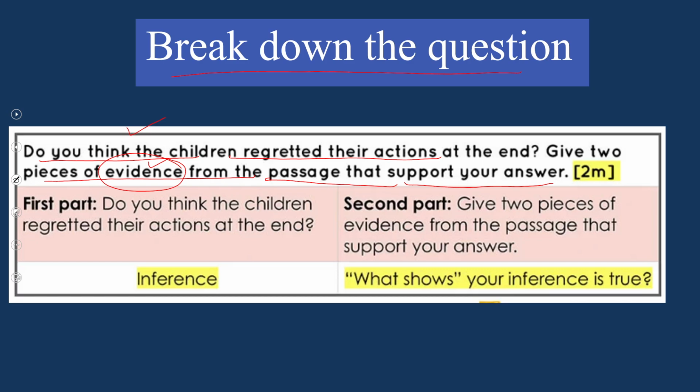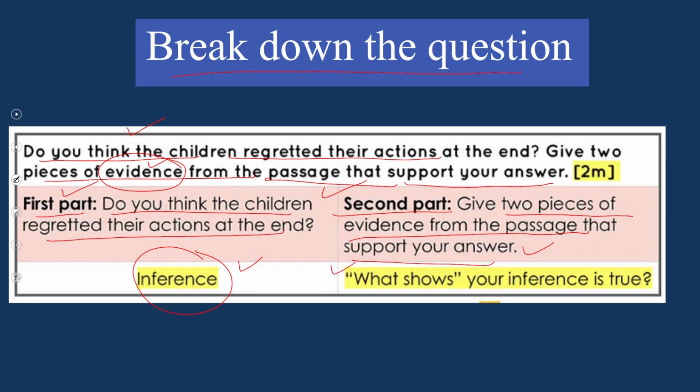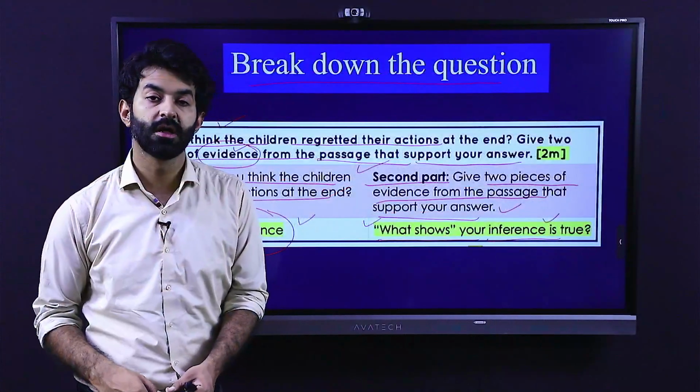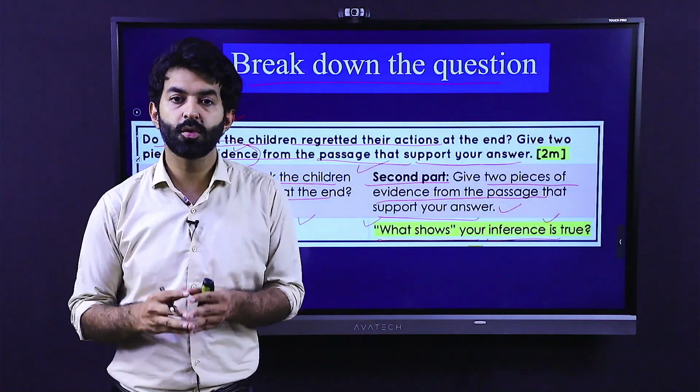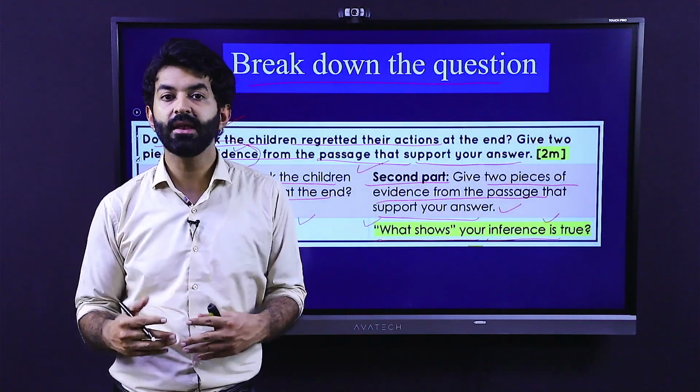Now, this question has two parts. First one asks us, do you think the children regretted their actions? And second part of the question demands us to give two pieces of evidence from the passage that support our answer. Now, here at this part, we are doing inference, and in the second part, we are telling what shows your inference is true. You have to give explanation, follow the RACE method, the strategy that we have studied. Restate the question, answer the question, cite evidence, and then explain.